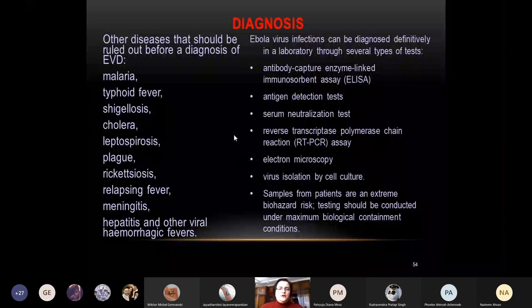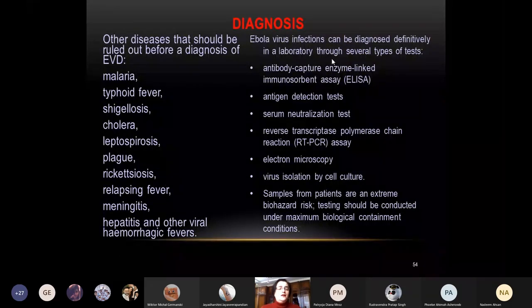Now, with what diseases we have to differentiate as a rule in tropical regions: malaria, typhoid fever, shigellosis. Also don't forget, because the feces with blood can be present, diarrhea with blood. Cholera, because of vomiting, and also tropical regions, everything can be. Plague, different rickettsiosis, because rash is present. Meningitis, because involvement of brain is present also. Hepatitis, yes, all internal organs are involved.